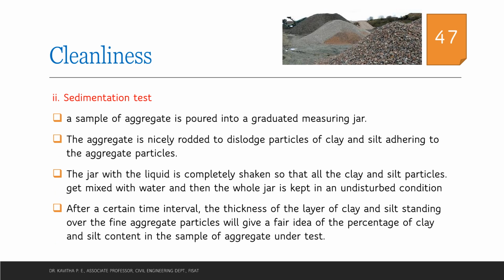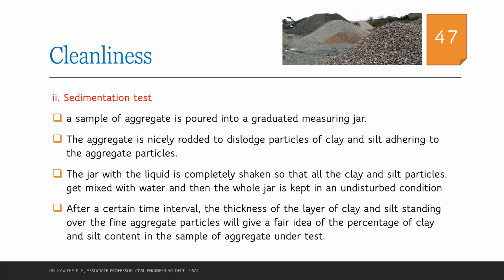Sedimentation test can be used to ensure cleanliness. Here, a sample of aggregate is poured in a measuring jar. Then the aggregate is rodded nicely to dislodge the particles of clay and the silt adhering to it. Then the jar is filled with water and shaken well so that the clay and silt particles get mixed with water. After that, the jar is kept still.